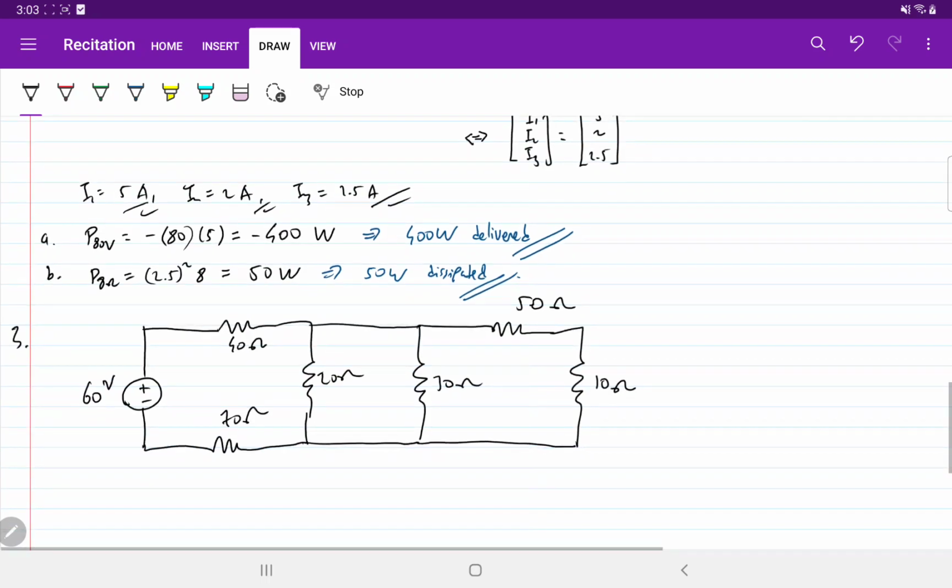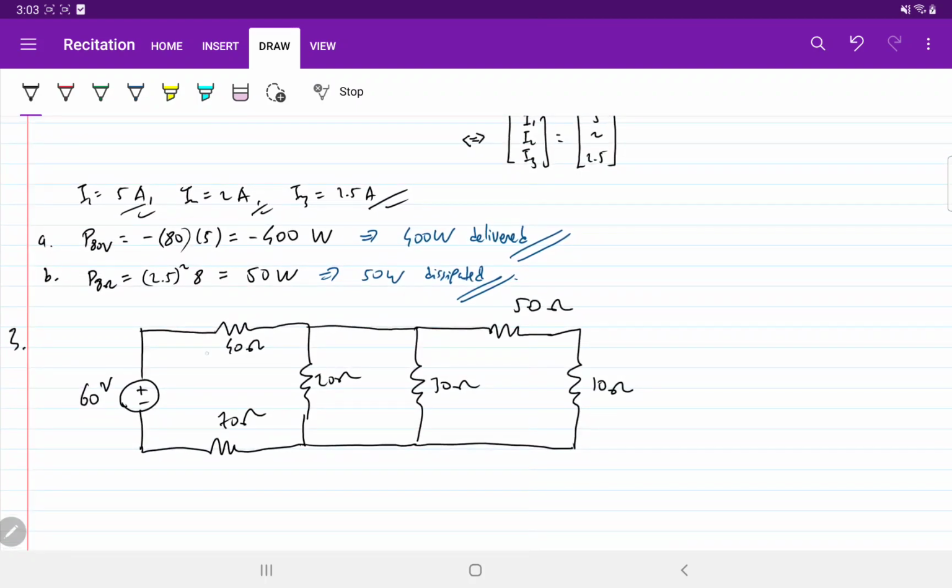All right, okay, so the labels are, we have V1, so the voltage, plus minus, at the 80 ohm resistor is V1. Current at the 30 ohm resistor is, let's say, I1, and the voltage at the 10 ohm is V2. The question is find V1, V2, I1.